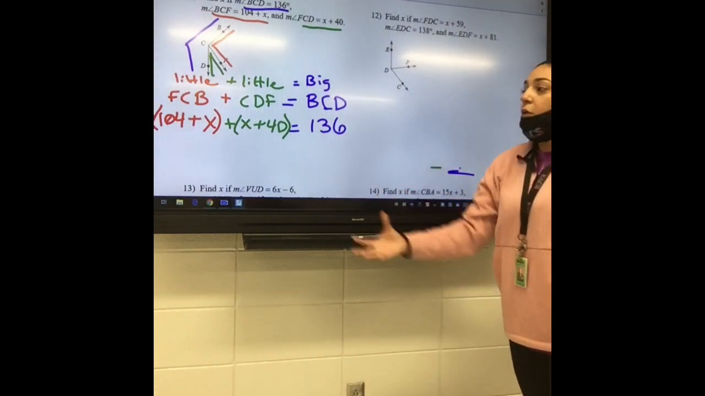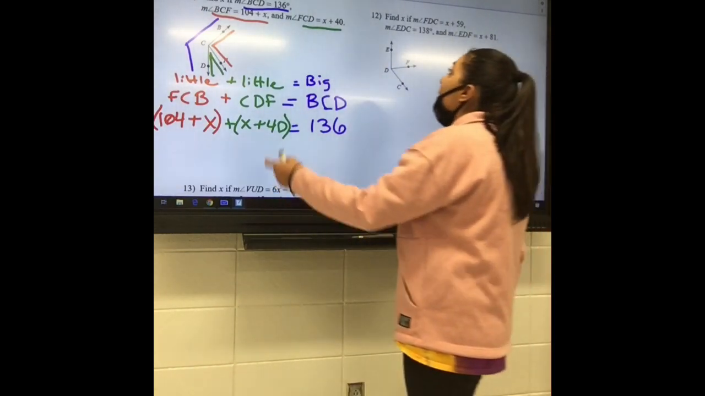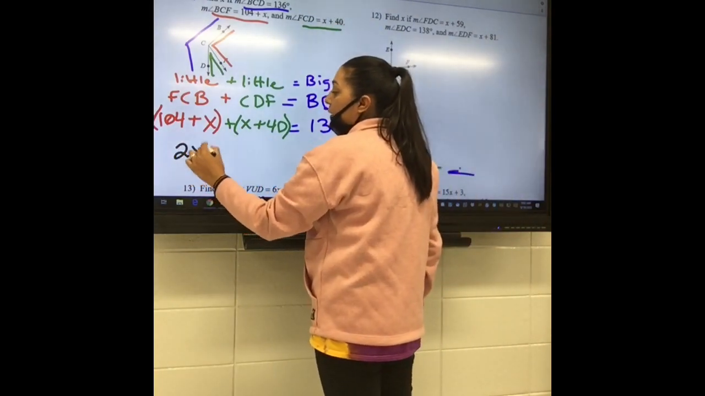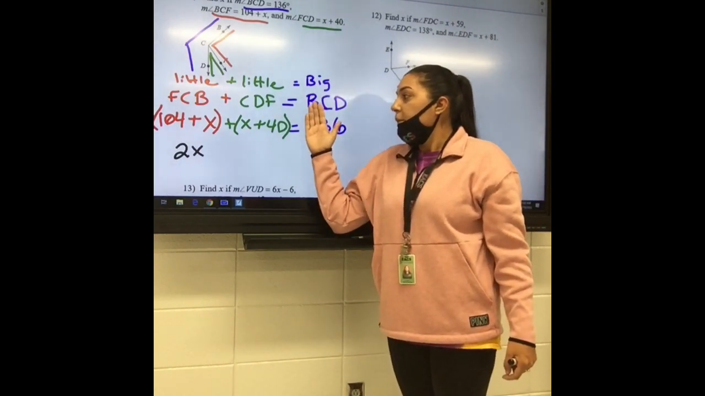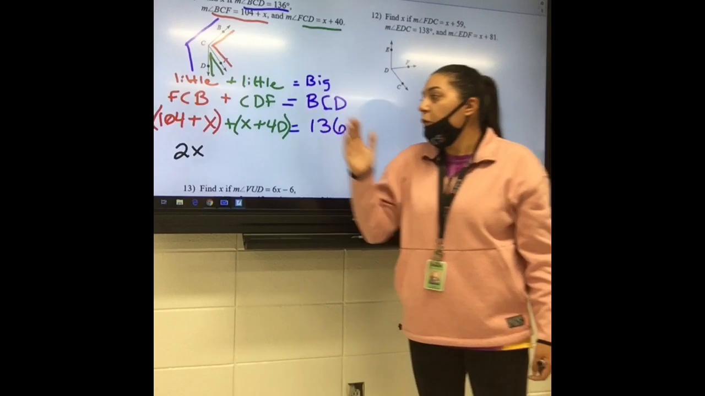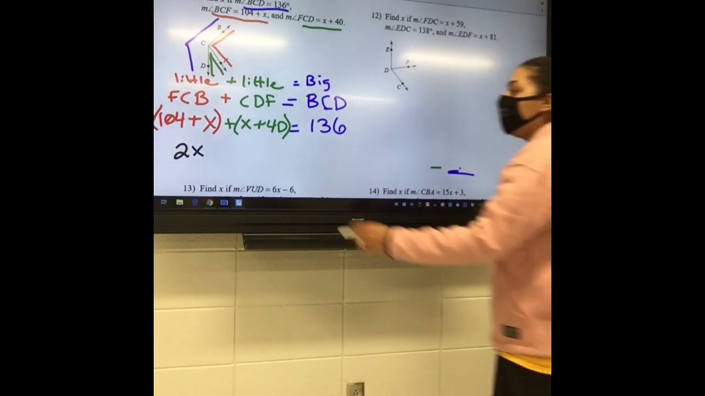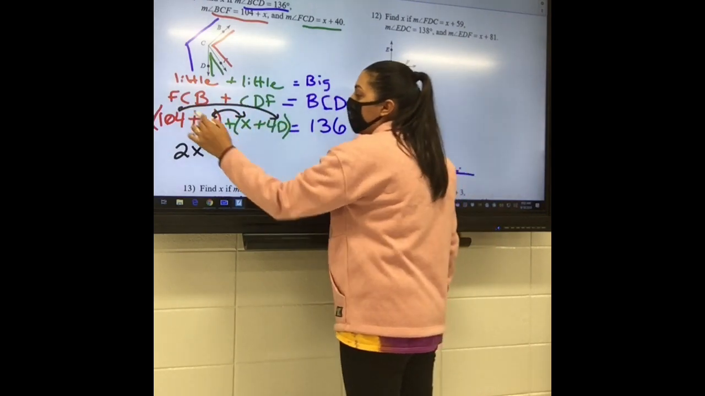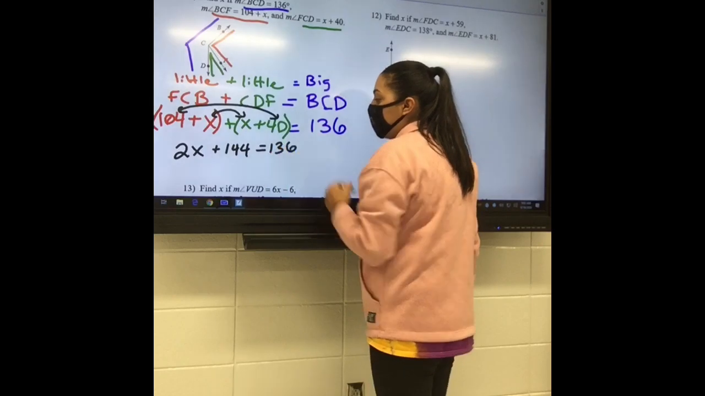So now we need to combine all of our like terms first. How many x's do I have? 2. I got an x and an x, so that will give me 2x. What about the numbers? I got 104 plus x plus 40. 104 and 40 I can put together, because we're going to combine like terms. So these two I'm putting together, and these two I'm putting together. So I got plus 144 equals 136.